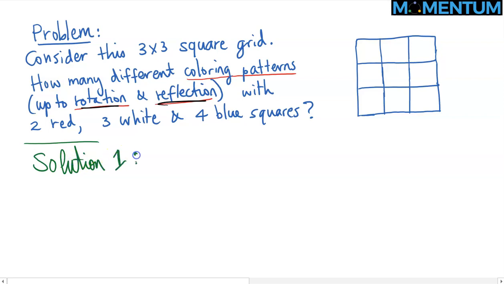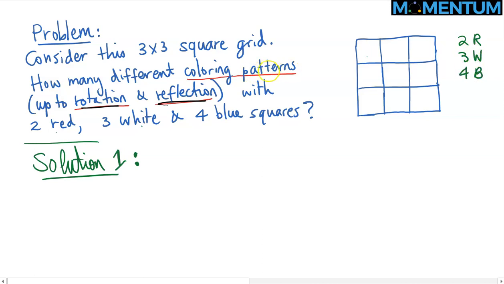Solution 1. This is a direct count with Burnside's lemma. Just to remember the problem, we have a 3x3 square grid, just like in this picture. How many different coloring patterns are there with 2 red, 3 white, and 4 blue squares?